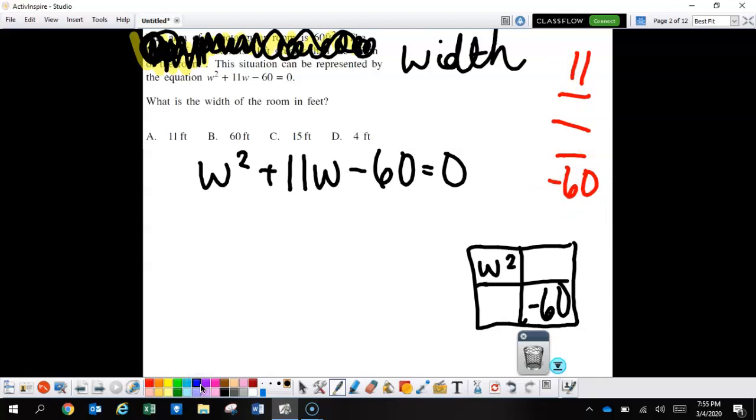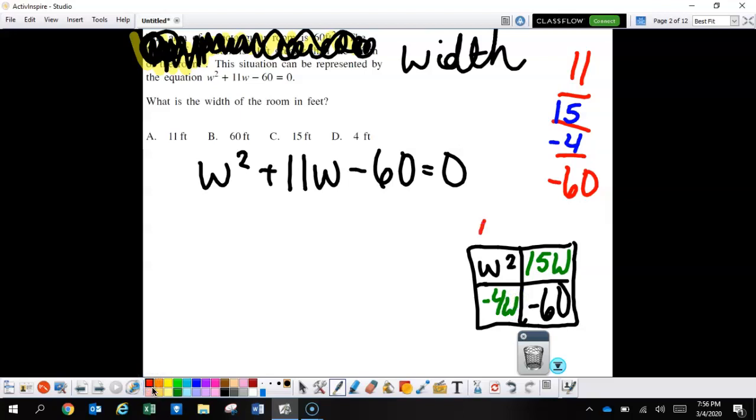So one of the possibilities could be negative 1 and positive 60, but 60 minus 1 is 59, so that's not it. Let's try positive 15, negative 4. 15 times negative 4 is negative 60, right? You're multiplying down. And then 15 minus 4 is 11. So those are the two factors that we want. So let's put them in our box. So 15w and negative 4w.